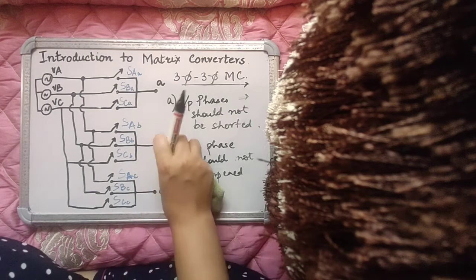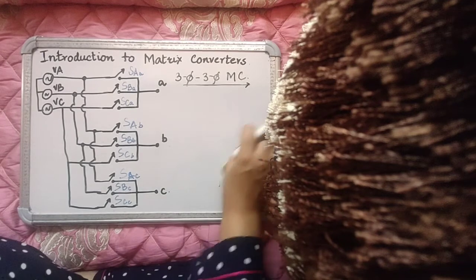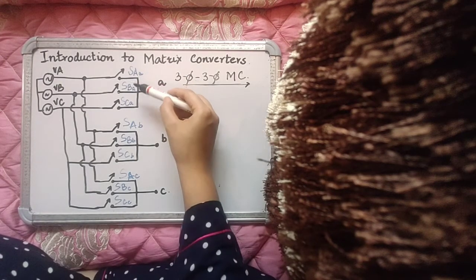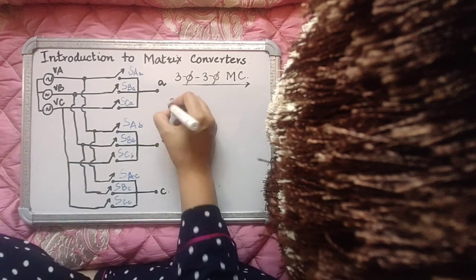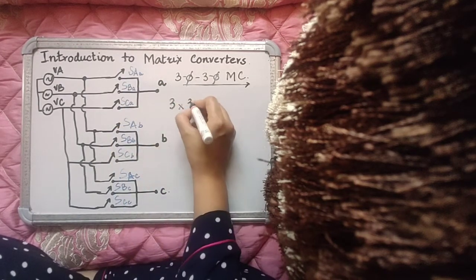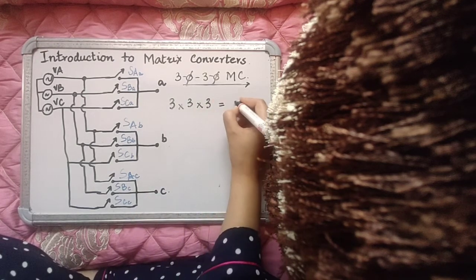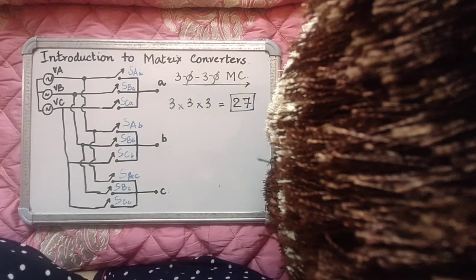Which brings us to the total number of feasible switching states in the matrix converter. Only one device should conduct, either SAA or SBA or SCA. So you have a total of 3 switching states possible for this group, a total of 3 switching states possible for the other group, and a total of 3 switching states possible for the third group, which makes the possibility of 27 switching states. A total of 27 switching states are practically feasible in a matrix converter.